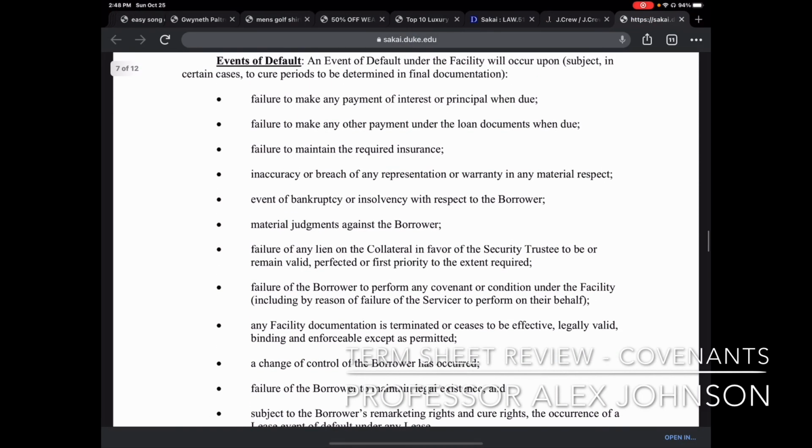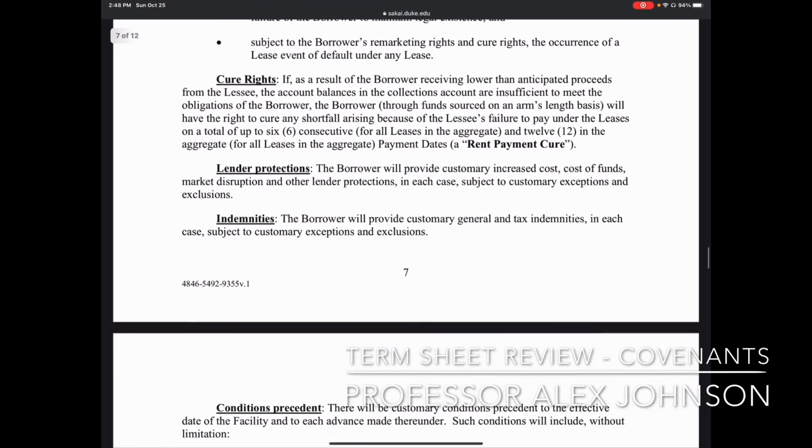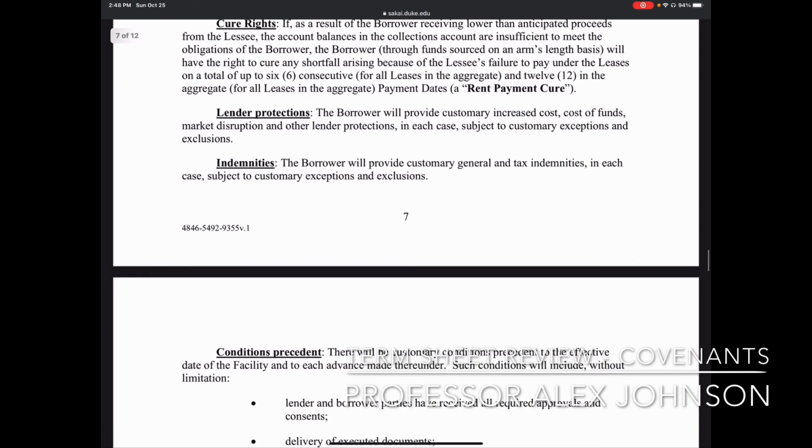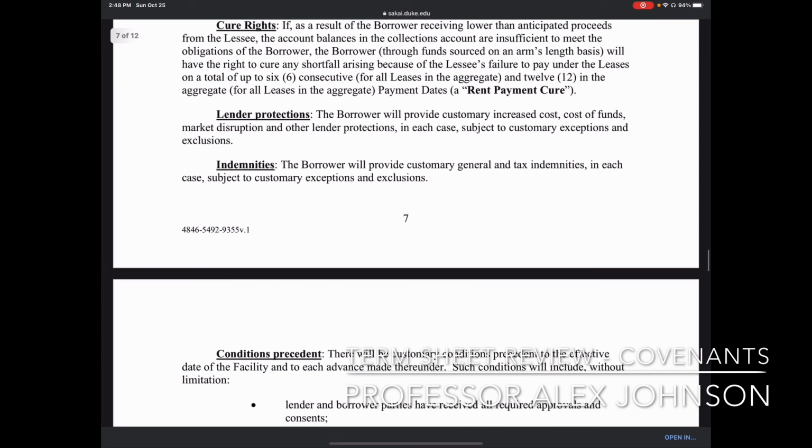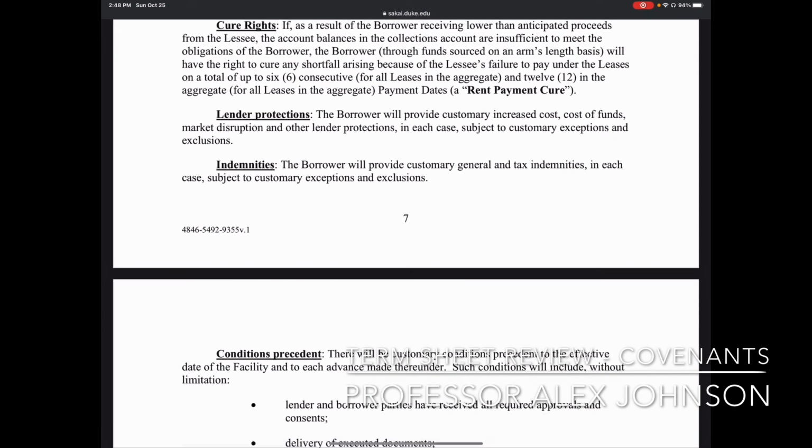Moving on, we have events of default, which we'll discuss very soon in the semester, together with cure rights, as well as indemnities. I've skipped over lender protections, but those are template provisions that we've discussed in connection with Article 2.